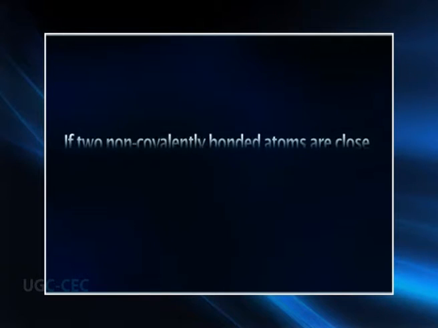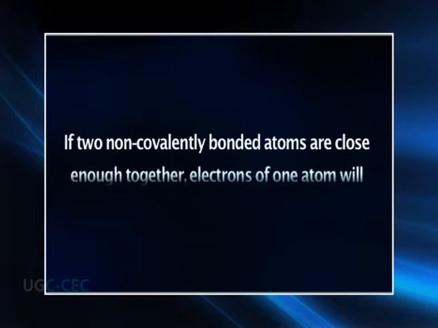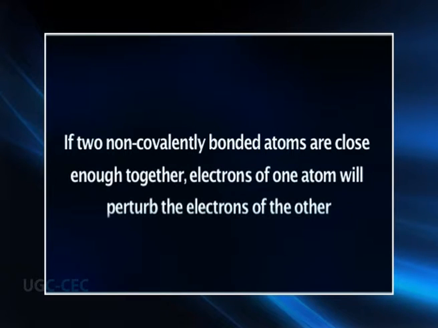If two non-covalently bonded atoms are close enough together, electrons of one atom will perturb the electrons of the other. This perturbation generates a transient dipole in the second atom, and the two dipoles will attract each other weakly. Similarly, a polar covalent bond in one molecule will attract an oppositely oriented dipole in another. Van der Waals interactions involving either transiently induced or permanent electric dipoles occur in all types of molecules, both polar and nonpolar.